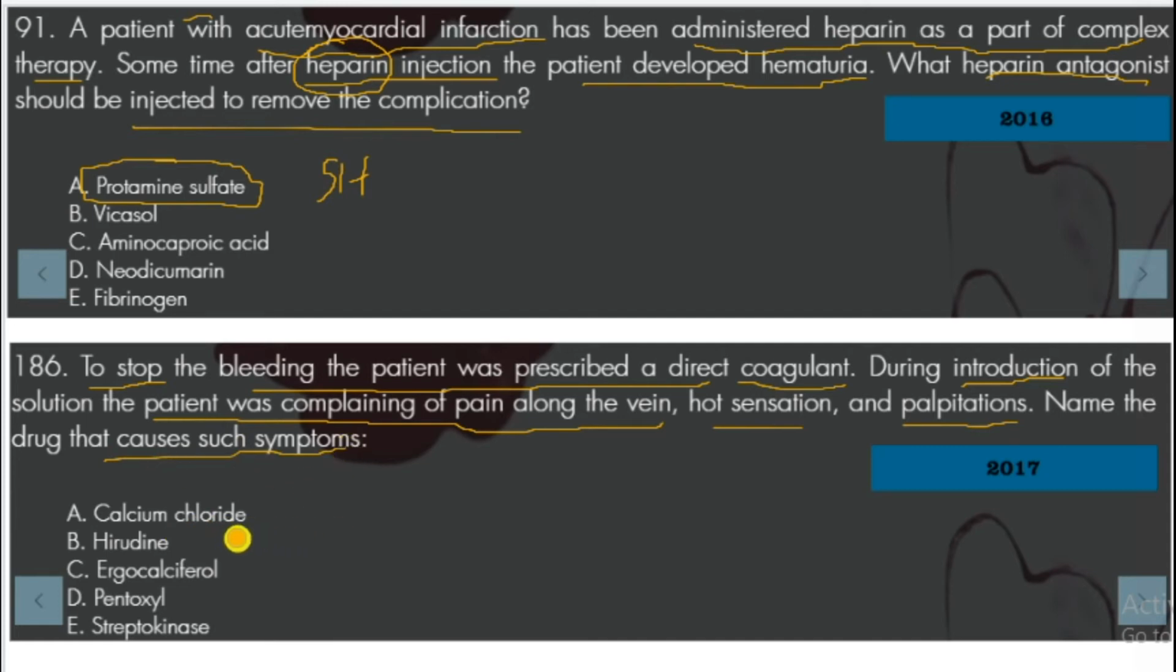That is calcium chloride. Streptokinase is fibrinolytic, and also urokinase. Pentoxyl is not the answer. Ergocalciferol is not the answer, and hirudin is a natural anticoagulant. It comes from Hirudinaria, and calcium chloride is an example of a direct coagulant.